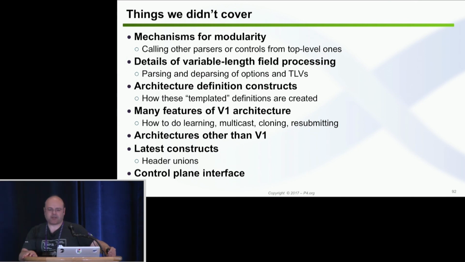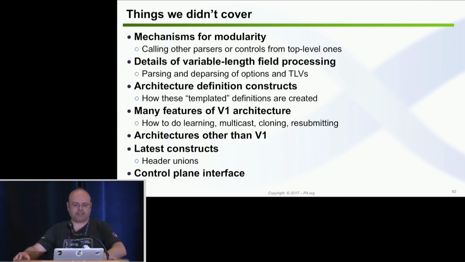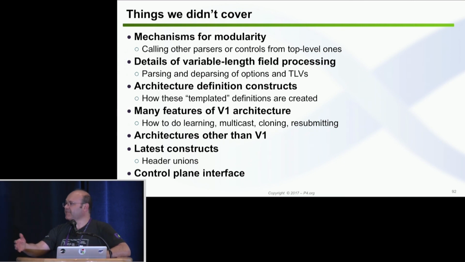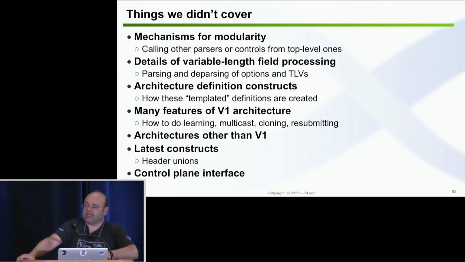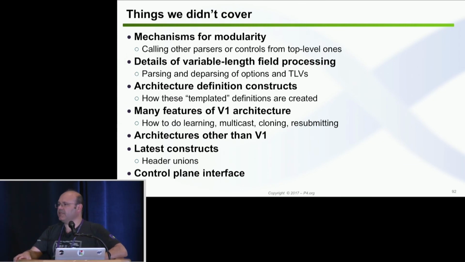We didn't discuss the variable length field processing details. I didn't discuss a lot of details about V1 architecture, how to do cloning and such, but I just mentioned that, right? So that it's done mostly by setting the proper intrinsic metadata fields. We didn't have time to discuss other architectures, but they will be forthcoming. And we didn't discuss some of the latest constructs in the language, like header unions, which are very, very useful, and probably we'll do it next time. Also, we didn't discuss the control plane interface, and you'll be able to try it during the labs.